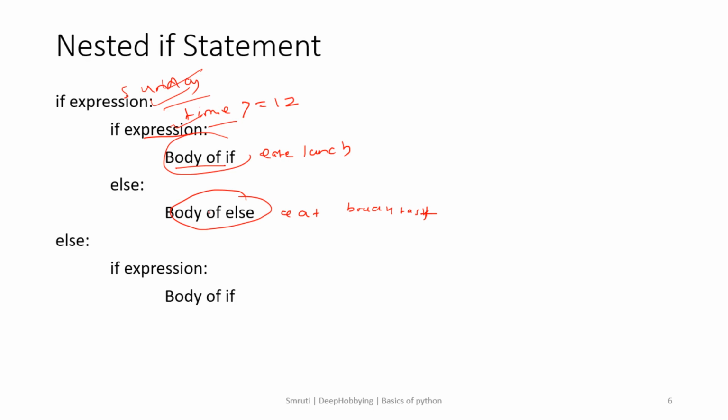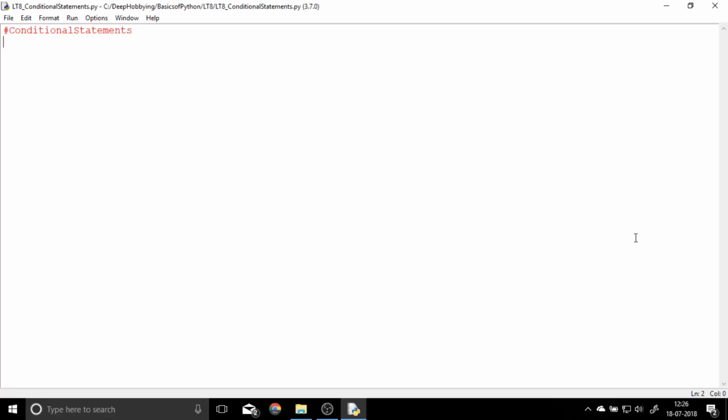And the level of nested if is not limited to 2, it could go up to, let's say, 10 or 20, as long as you are okay with the indentation. So you only need to worry about the indentation. This is the first if statement, the body of the if, and this is the second level of indentation, where you are saying this is the body of the nested if.